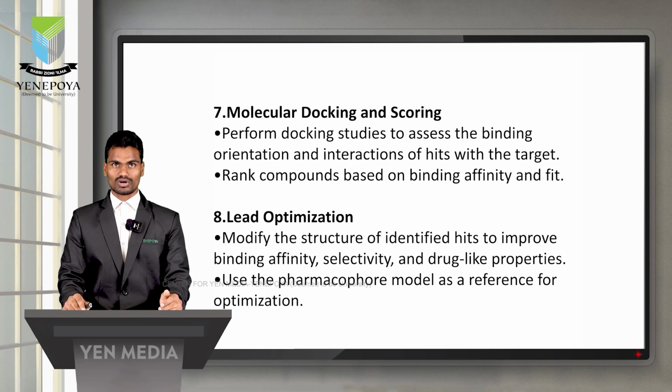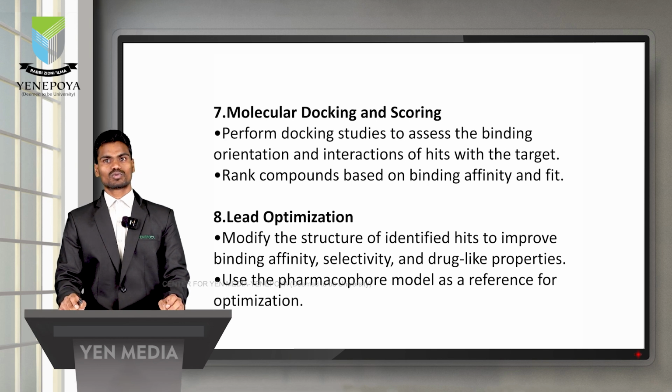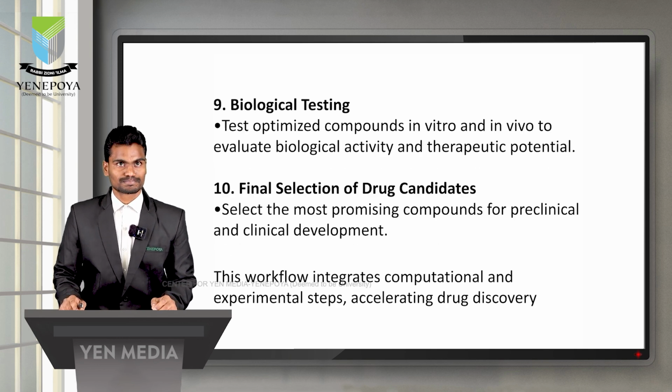We go for molecular docking between hits and a particular target molecule, in which we perform docking studies to assess the binding orientation and interaction of hits with the target. After that, we rank the compounds based upon binding affinity in descending order. After that, lead optimization. Based upon the docking score, we go for lead optimization, in which we modify the structure of identified hits to improve binding affinity, selectivity and drug-like properties. Here we use the pharmacophore model as a reference for the optimization.